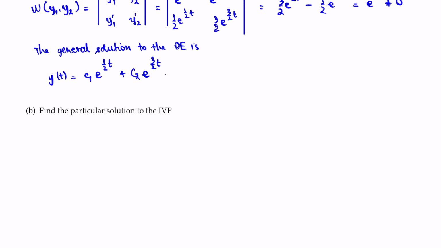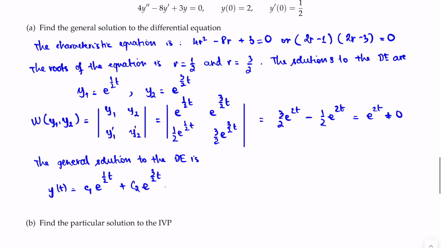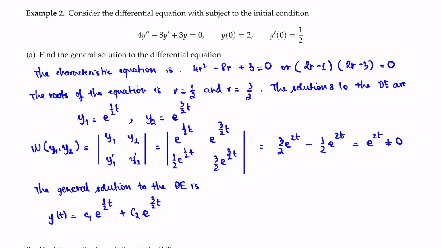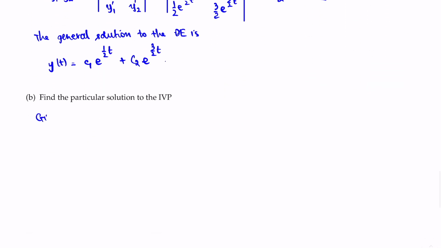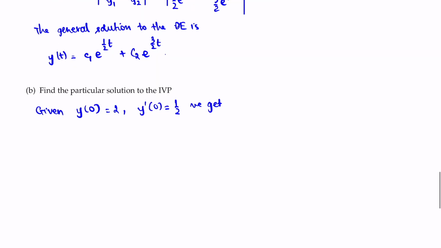Now, to find the particular solution, that is the specific values of c1 and c2, you need to utilize the initial conditions. So given y of 0 equal to 2 and y prime of 0 equal to 1/2, we get that y of 0 is c1 times e to the 0 plus c2 times e to the 0, or c1 plus c2 equal to 2.